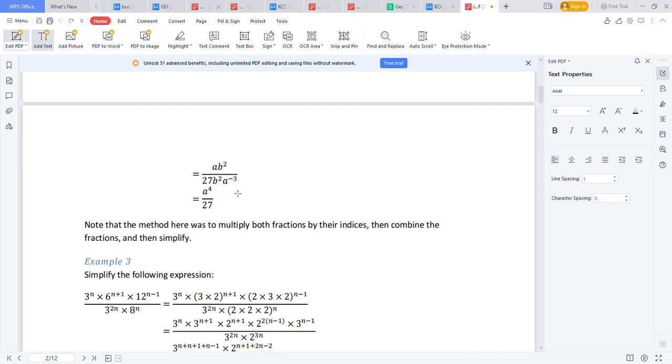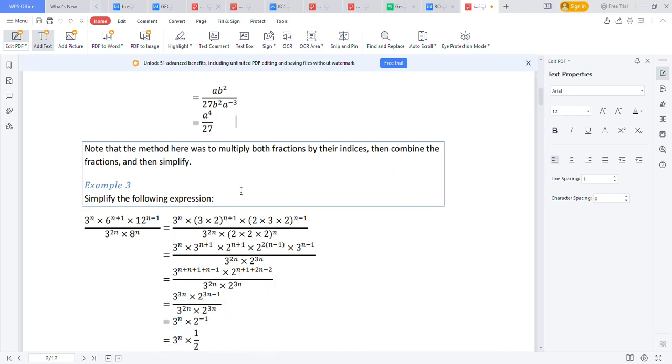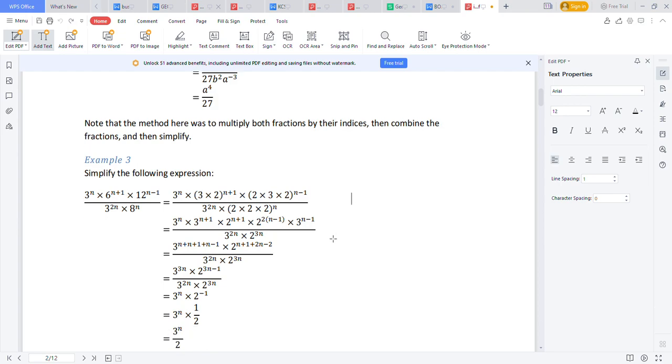Let's move to the third example. So you're told to simplify the expression. So you have 3 raised to power n times 6 raised to n plus 1 times 12 raised to n minus 1 all over 3 raised to 2n times 8 raised to power n.